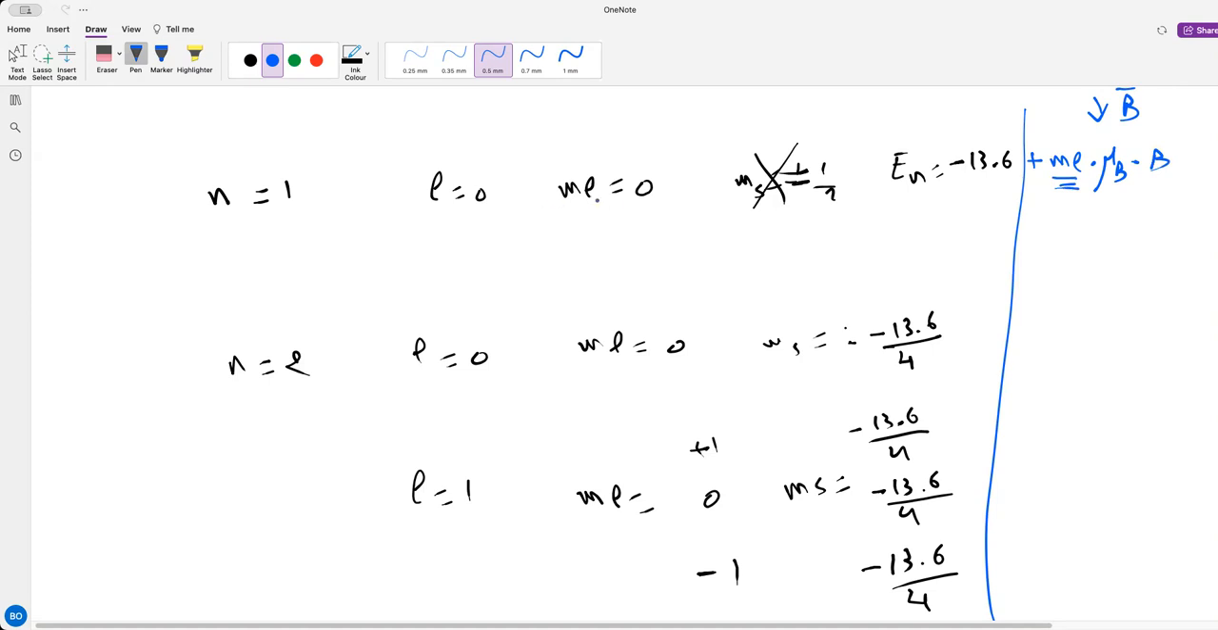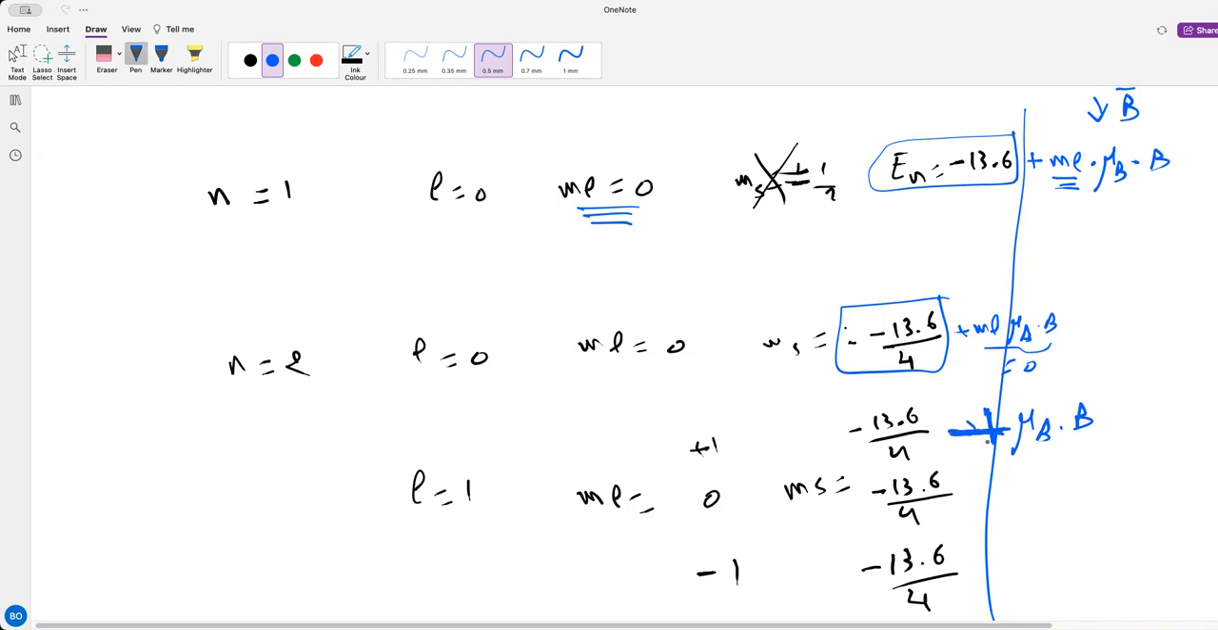Well, you can see that for this specific case, the energy will remain the same, which means the wavelength will remain the same in the spectral lines. The same thing here: plus ml μB B is equal to 0 because ml equals 0, so this energy will remain the same. However, this one has ml equal to plus 1, so it will be added plus μB B, a positive value. This one, because it has ml equals 0, stays the same.